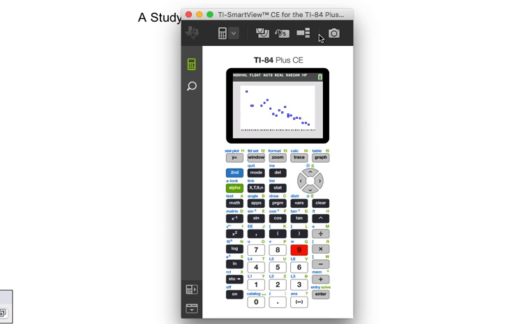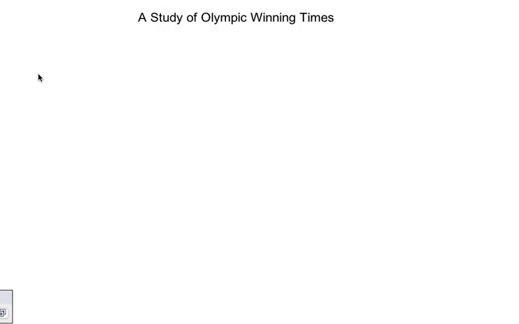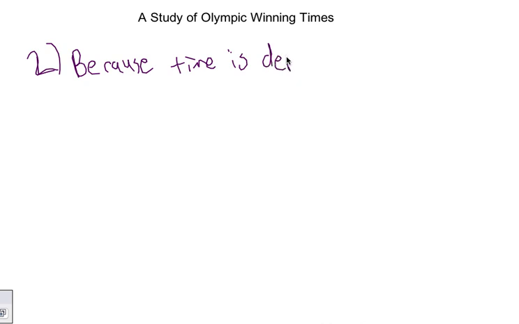Okay. Number 2, explain why the year was placed on the horizontal axis and the winning time on the vertical axis. Use appropriate mathematical language in the explanation. So this would be number 2. All right. Number 1 was the graph. Number 2, because the time is the dependent variable because it depends on what year.